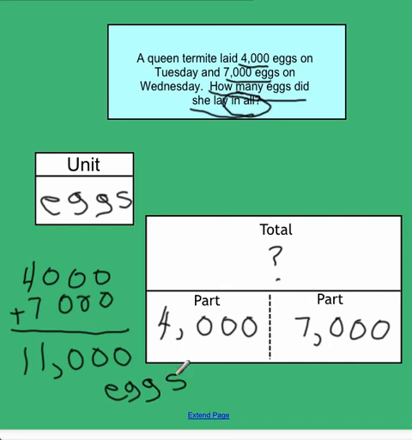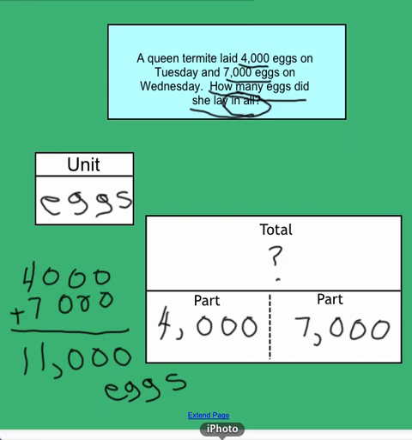Want to think about, does this answer make sense? Would an answer of 11,000 eggs make sense for this type of problem? This answer does make sense. We're starting with 4,000. We're adding on 7,000, so we should have an answer in the thousands. We're adding two smaller parts of 4 and 7, and we arrived at a larger part of 11,000. So this answer makes sense.